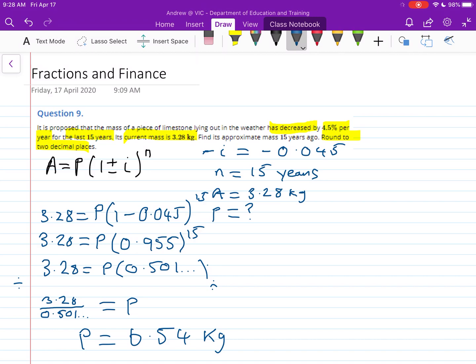So I hope this shows you how you can apply it to different contexts, not just money. And this formula is used for a lot of different purposes. Okay? So hopefully that all worked well, and good luck.